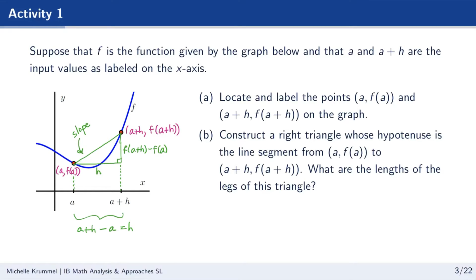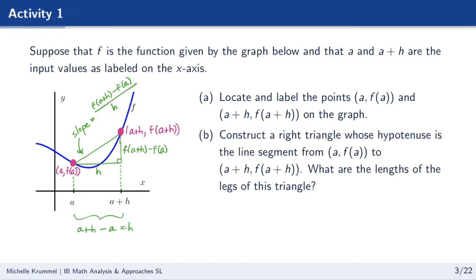You can also think of this as rise over run. To go from this point right here to this point right here, the rise is just this vertical distance, and the run is this horizontal distance. Either way you would like to think about it, we get slope is f of a plus h minus f of a over h. That is the slope of the line connecting those two points.